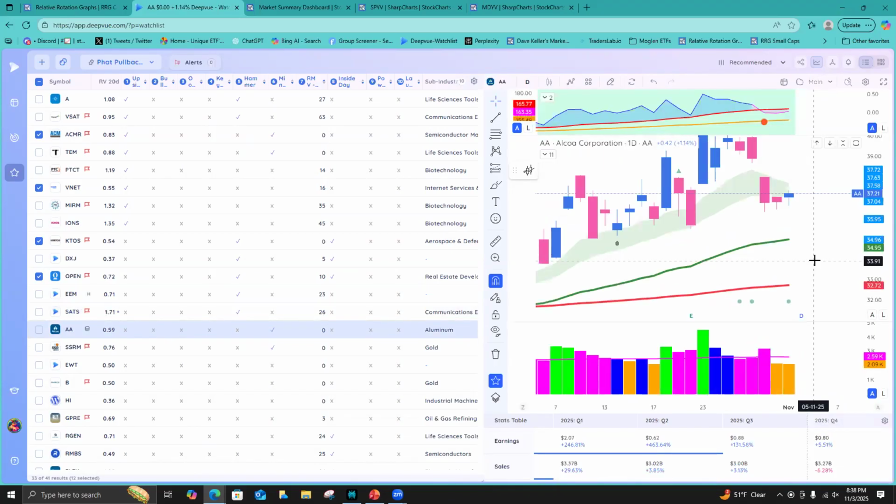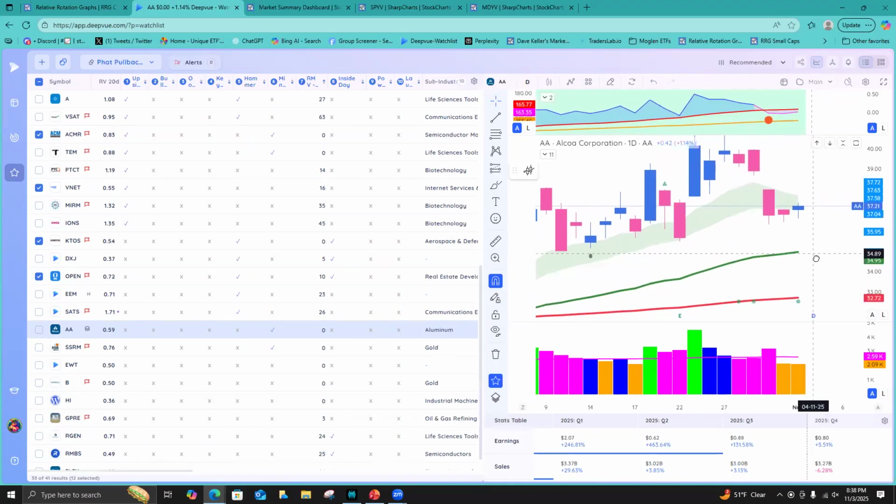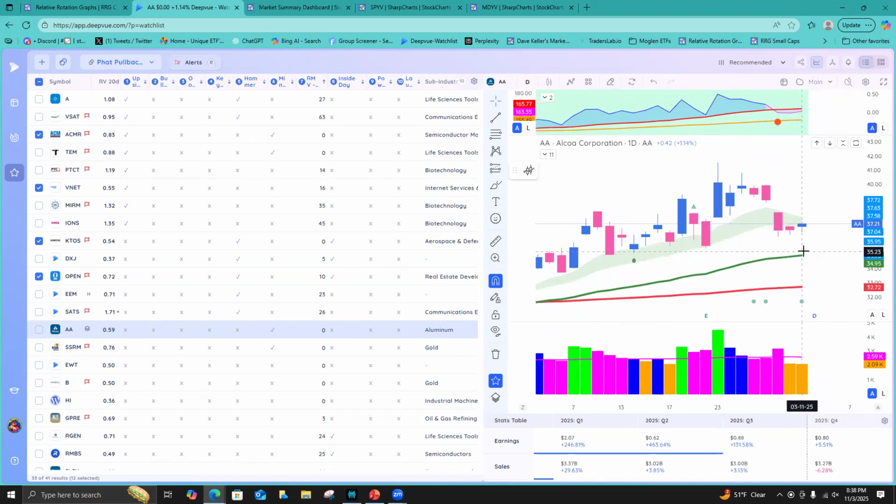AA. So that's coal, aluminum. Interesting. Like the way it reclaimed that 20. You know, it's not like it just crashed down into the 50. That's a good low volume pullback. RMV of 0 and a mini coil. Yes, please.